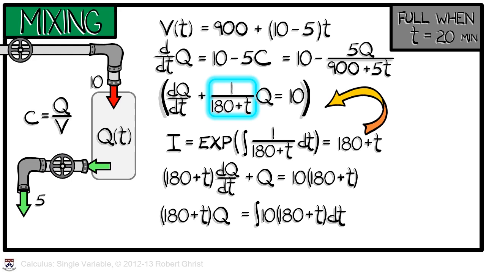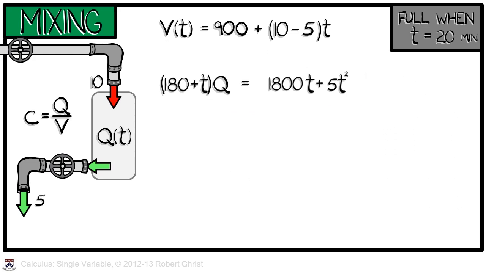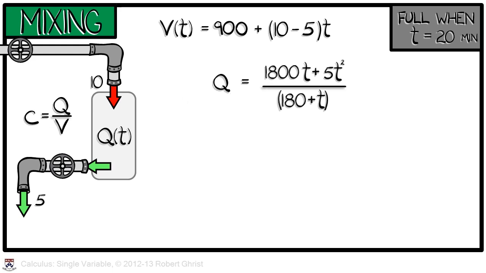Integrating both sides gives us on the left (180 plus t) times Q, on the right 1800t plus 5t squared plus a constant. You can show, based on the initial condition that there's no additive at the beginning, that that integration constant is 0. Now we almost have the solution to our problem. What do we need to do? We solve for Q as (1800t plus 5t squared) over (180 plus t).